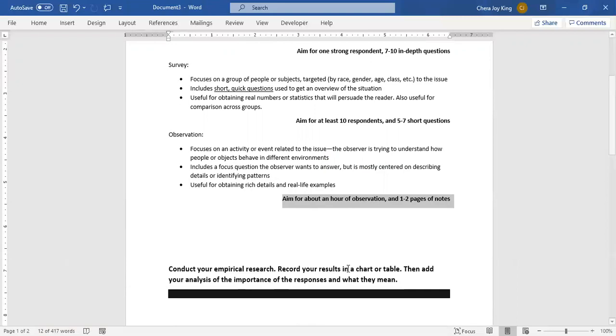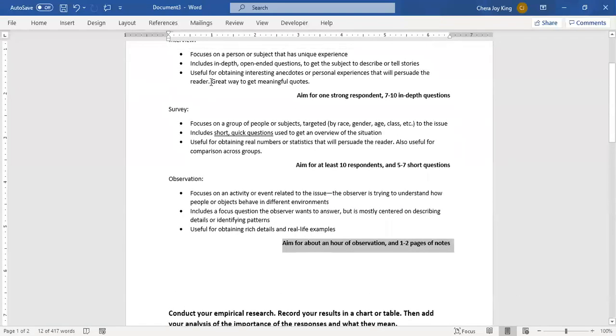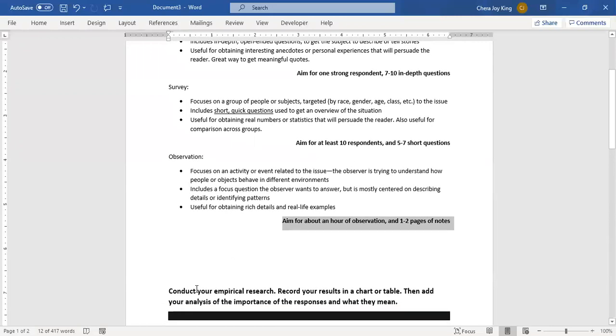But if you have an interview, you might have 2 columns, one with your questions and one with your answers. If you're doing a survey, you might have some kind of chart or table. If you're doing an observation, again, you would have 2 columns. One was exactly what you saw, and second was like some of the details about it.